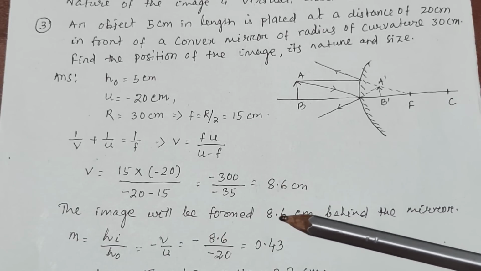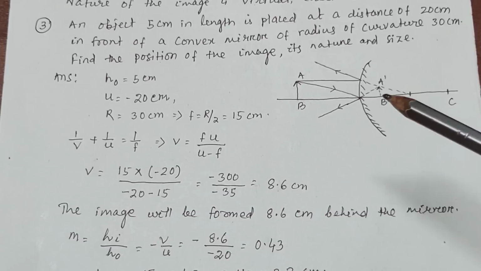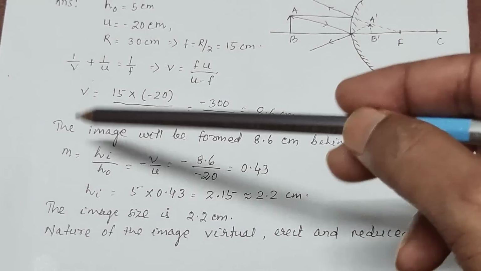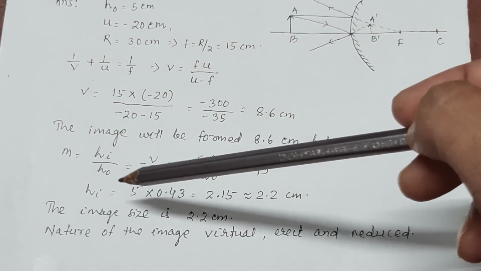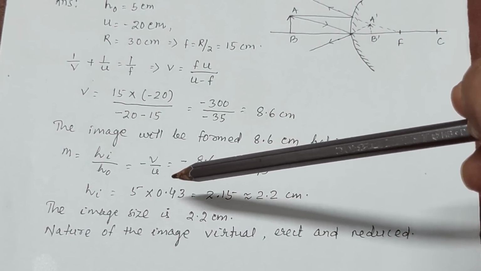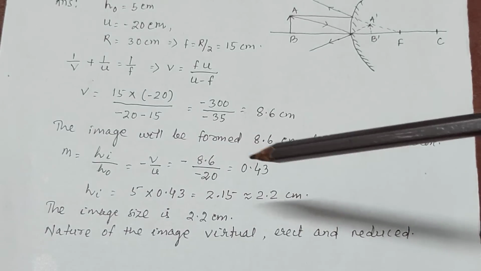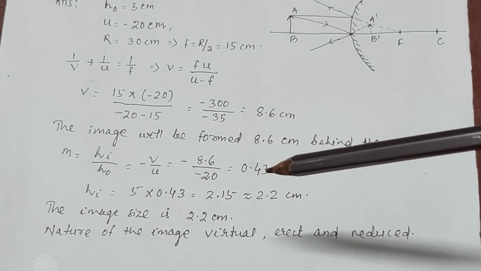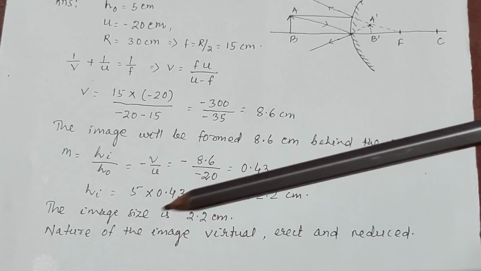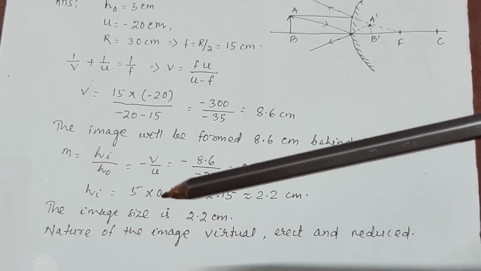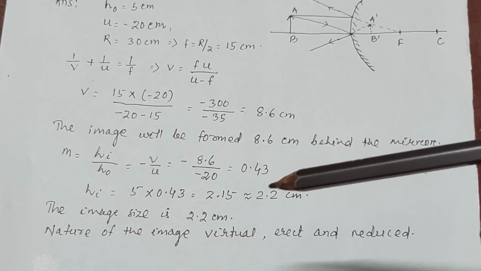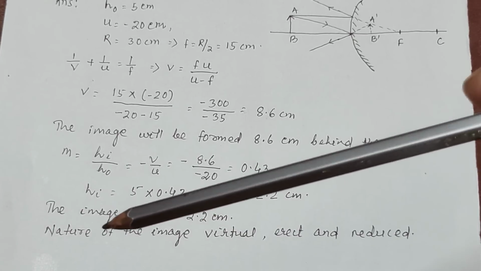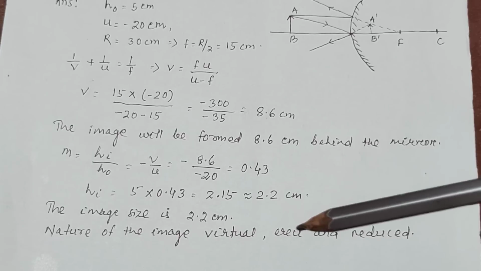So the image will be formed 8.6 cm behind the mirror, as you can see from this ray diagram. Using the formula for magnification, m equal to hi by ho, that is equal to minus v by u, and putting all these values, you can get magnification is equal to 0.43, less than 1. So hi will be equal to 5 into 0.43, that is equal to 2.2. So image size is 2.2 centimeter. So nature of the image is virtual, erect and reduced.